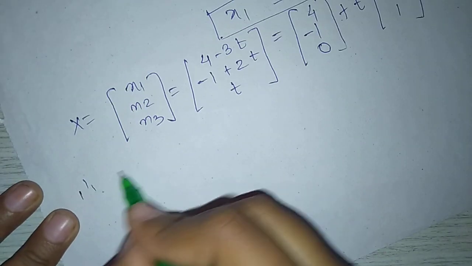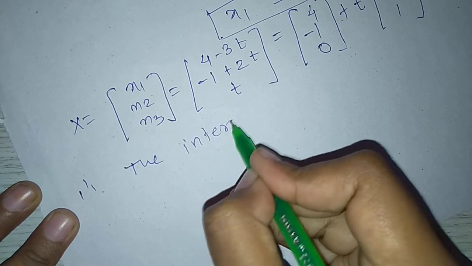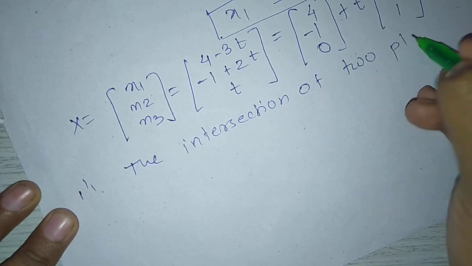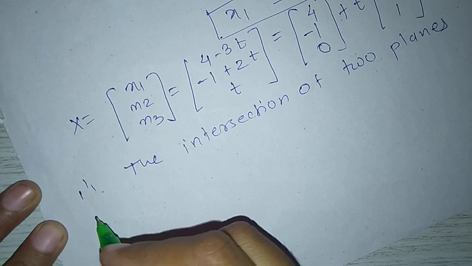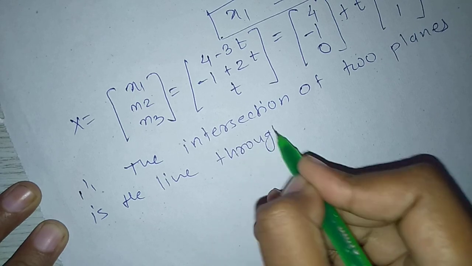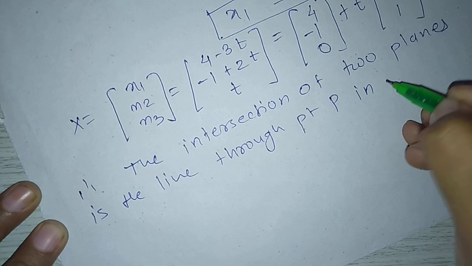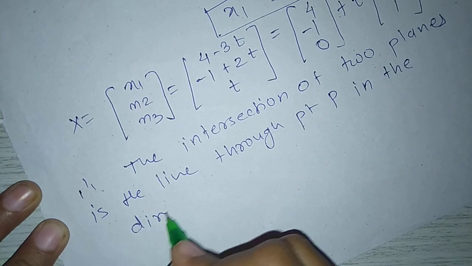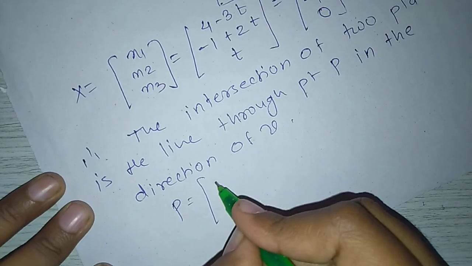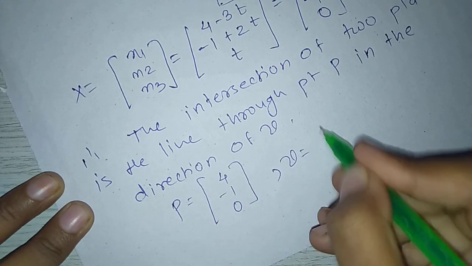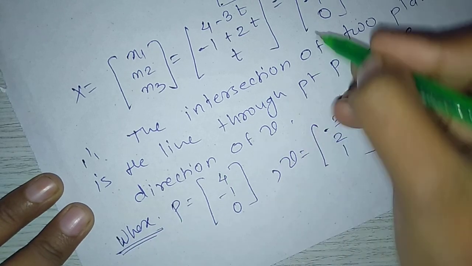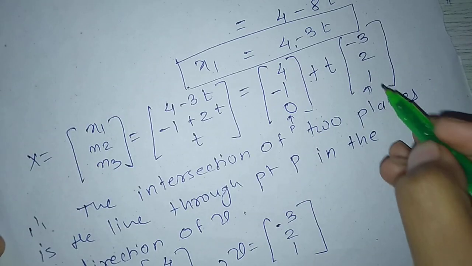Therefore, the intersection of the two planes is the line through point P in the direction of V, where P equal to (4, minus 1, 0) and V equal to (minus 3, 2, 1). Here this is named as P, and this is named as V.